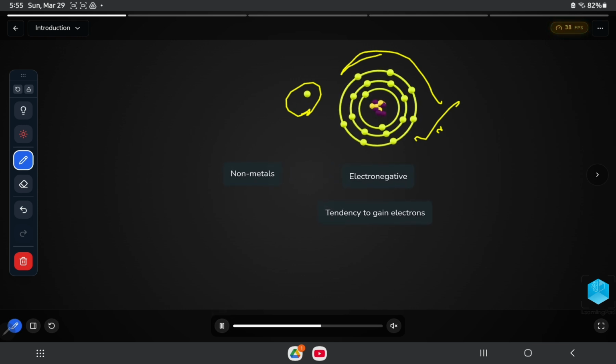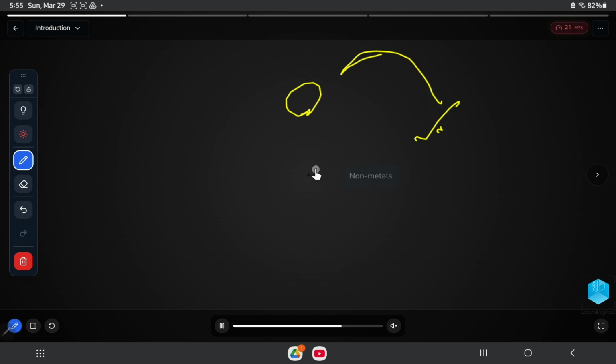And when they accept the electron, they become anions. So, as a result, they can easily combine. Because they are anions, they can easily combine with metals. So, metals combine with non-metals, where metals give electrons and non-metals take electrons.